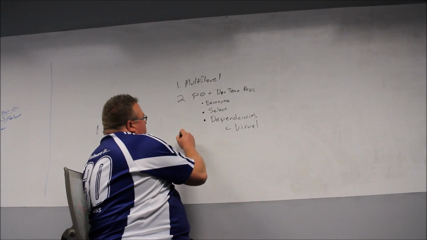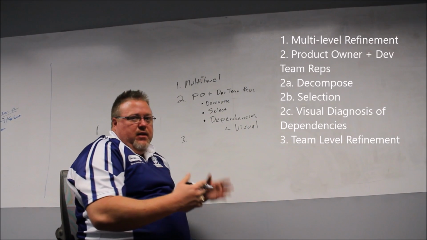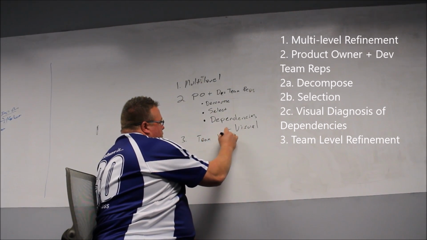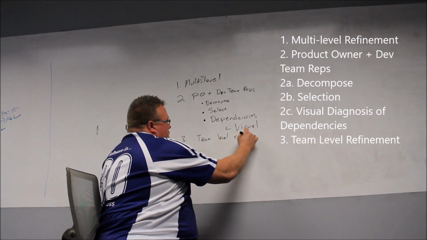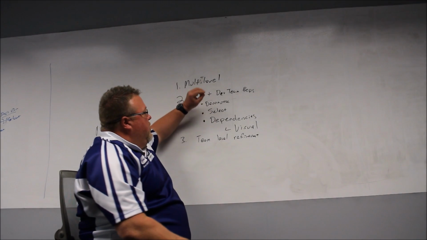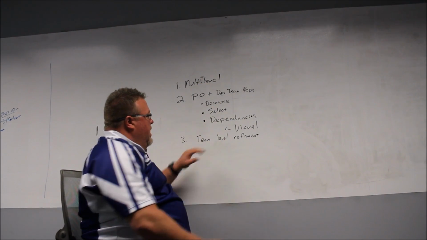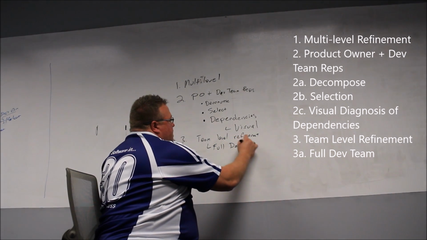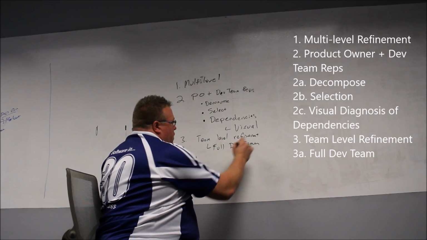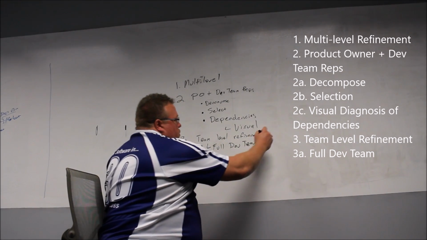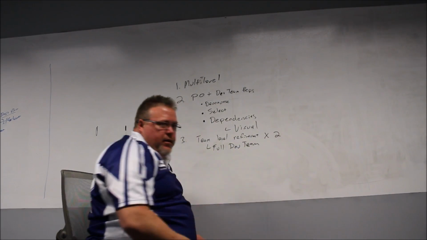But then you might have 2 more meetings inside the sprint of what I'll call team level refinement. In this case, the product owner is probably not there. Instead, you have your dev team reps. You might even have your full dev team here. It's kind of up to you how you want to do this. I tend to recommend full team refinement myself, just so that way we only have to explain things once. So you might have 2 sessions of this during your sprint.